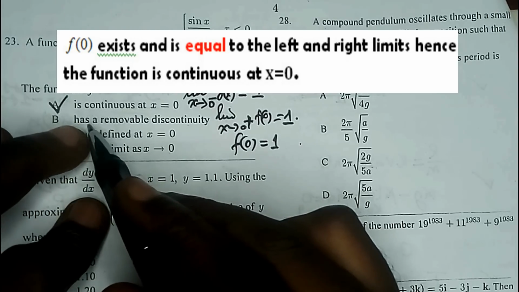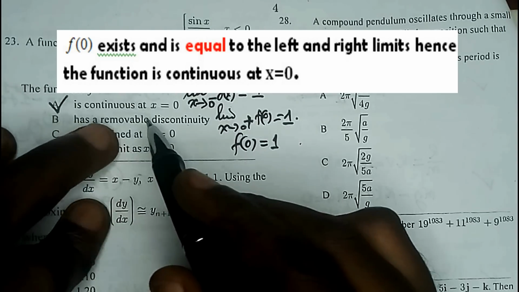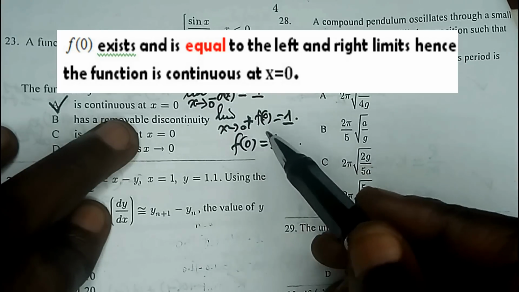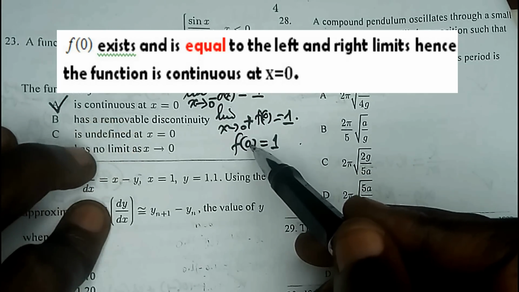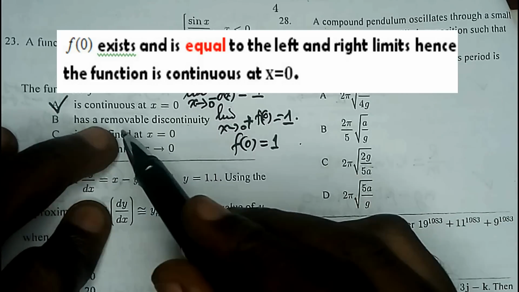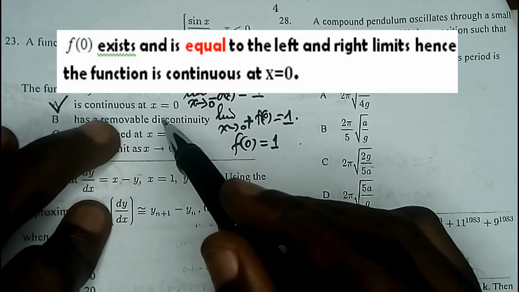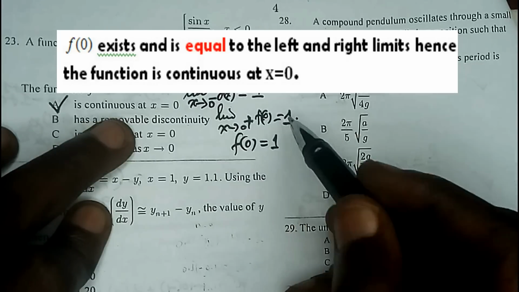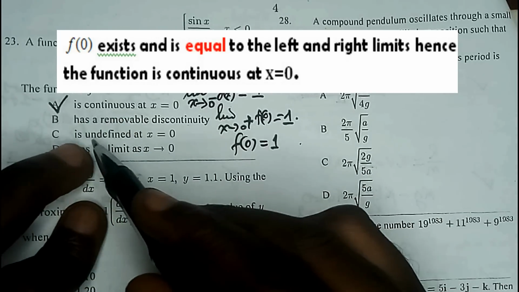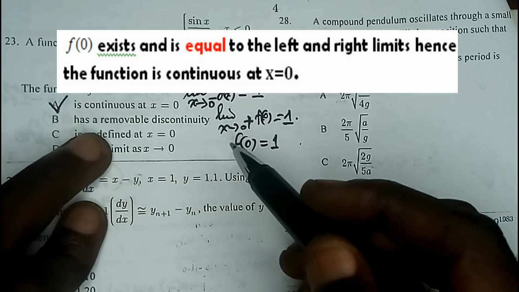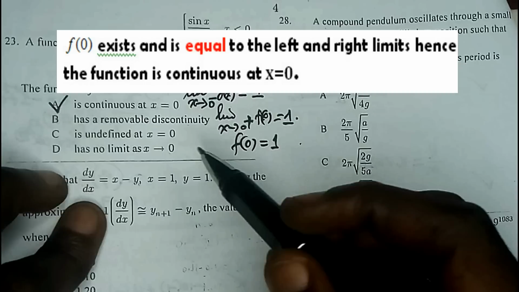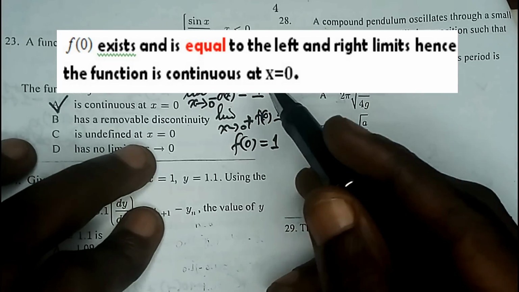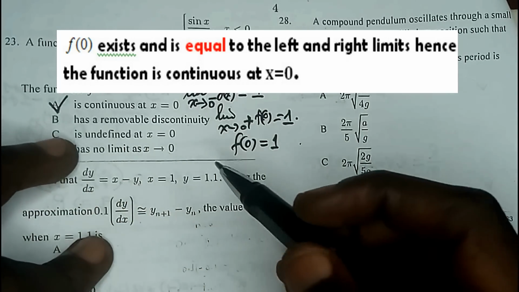Then for B, for the function to have a removable discontinuity, it should be the case where the left limit is equal to the right limit, but is not equal to f of the continuity value. And so this doesn't hold, because if it were the case, this f of 0 should be different from 1. To say that f is undefined at x equals 0, of course, is not true, because f of 0 exists. And to say that it has no limit at x equals 0, the limit exists, which is 1. So the other options are not correct.